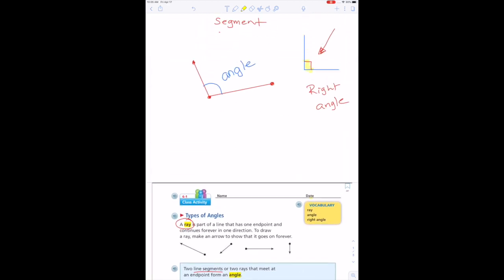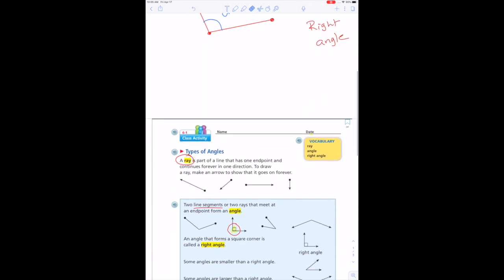And a right angle, I know this is a lot of information, is 90 degrees. So that's straight up and straight across. I'll explain degrees in a little bit. That's just a little bit of information I'm going to give you. You don't need to know that right now. So we've got a right angle.